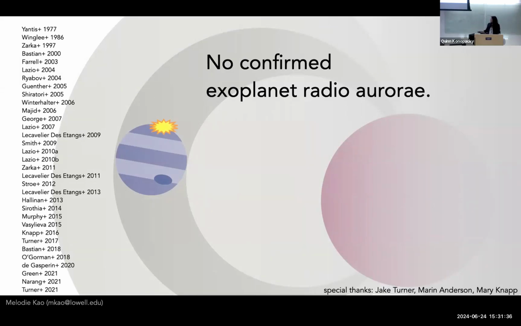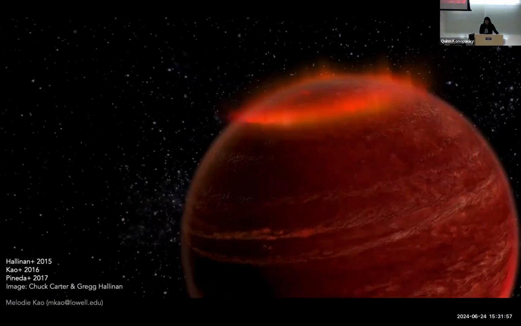Now, despite the promise of that, and many searches for exoplanet radio emissions, so far there have been no confirmed detections. There was a fair amount of excitement from Jake Turner's work back in 2021. But as of right now, last time I talked to him, nothing promising has come out of his follow-up observations. Now, what we do have instead are brown dwarfs.